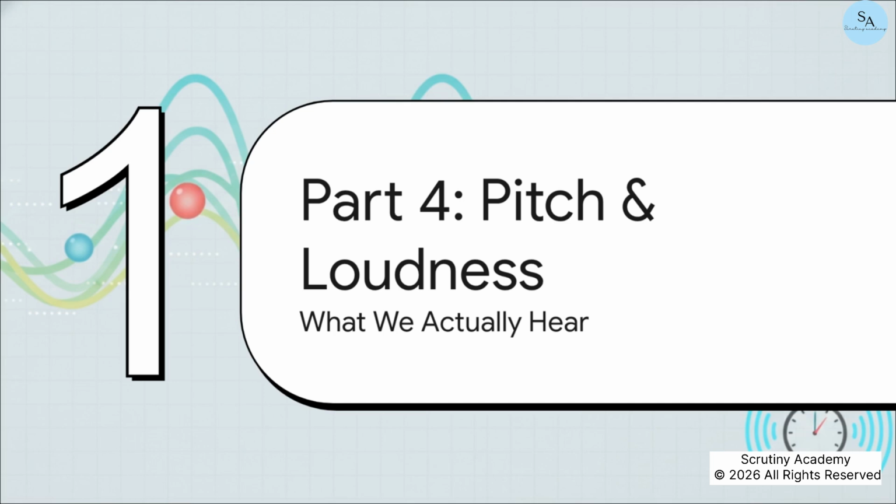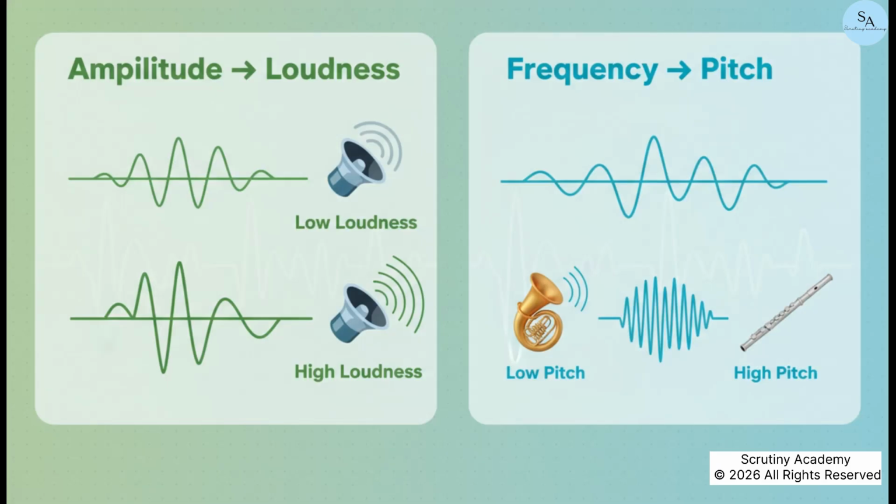But so what? Why does any of this actually matter? Well, this is where it all comes together, because these physical properties are what create everything we actually hear. And this slide right here is probably the most important takeaway of this whole explainer. It's super simple. Amplitude determines the loudness of a sound. A bigger amplitude means a louder sound. Easy. Frequency, on the other hand, determines the pitch. A sound with a higher frequency has a higher pitch. Think of a little bird chirping. And a sound with a lower frequency has a lower pitch, like a deep bass drum.